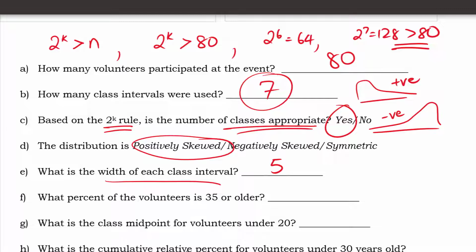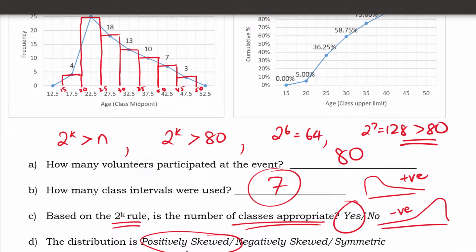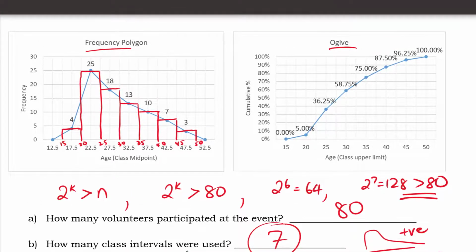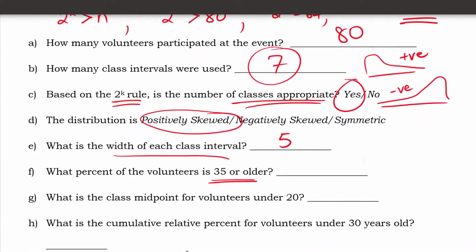What percent of the volunteers is 35 years or older? Okay, so there are different ways of answering that question. We can either use the cumulative ogive, or we can just go here and say, okay, we have 35 here. We're looking at these numbers. So that's 10 plus 7 plus 3. Those are the frequency of values that are greater than 35. So if we add those three together, we will obtain 20.